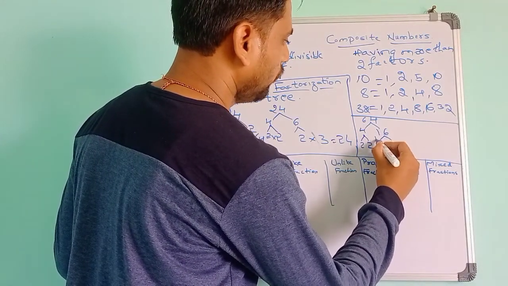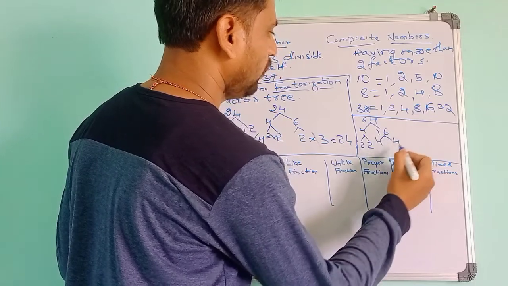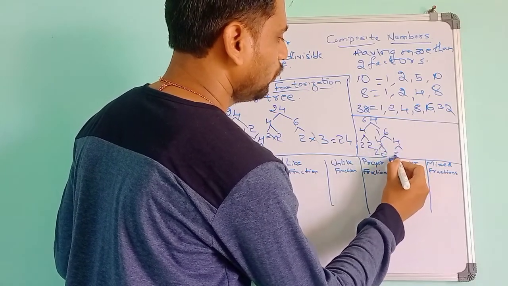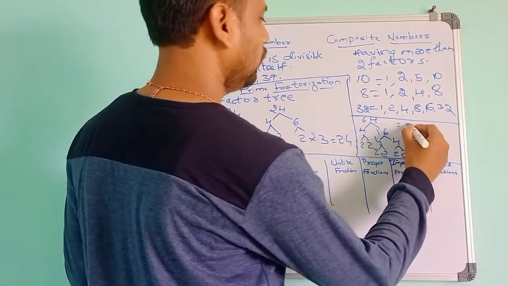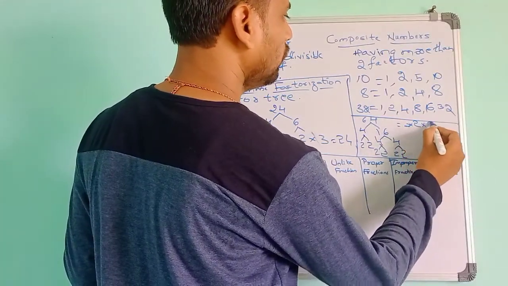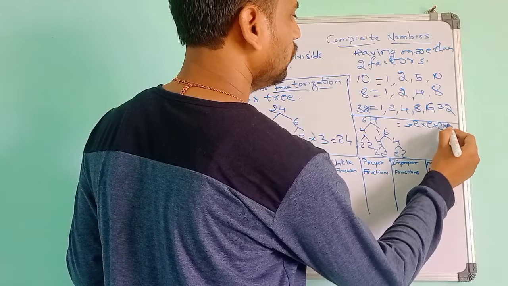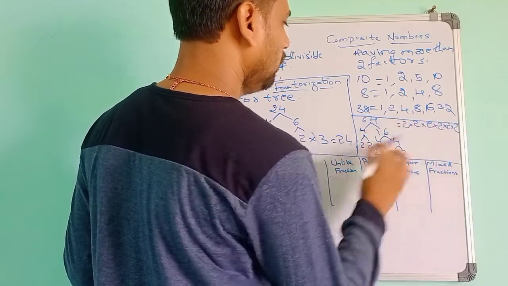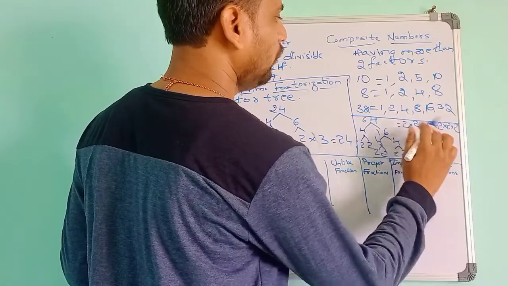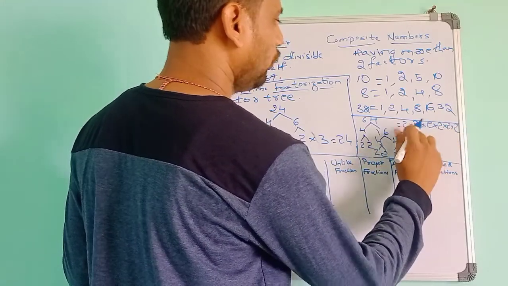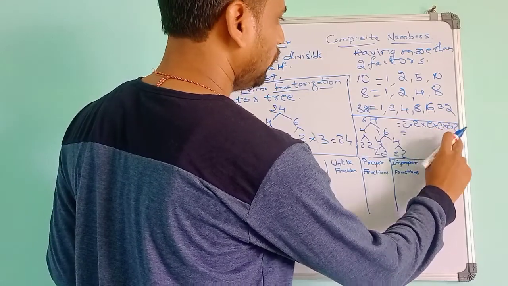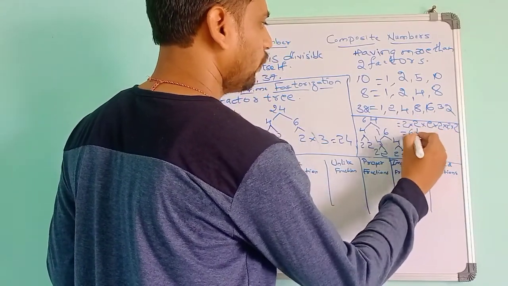16: 4 into 4. So 4 is not a prime number, so 2 into 2 and this one 2 into 2. So the answer is 2 into 2 into 2 into 2 into 2 into 2. So totally 6: 1, 2, 3, 4, 5, 6. So 2 to the 4, 4 to the 8, 8 to the 16, 16 to the 32, 32 to the 64. So the answer is coming 64.